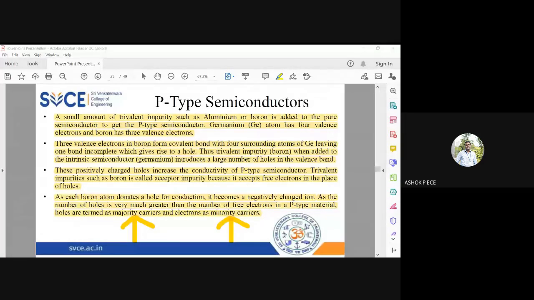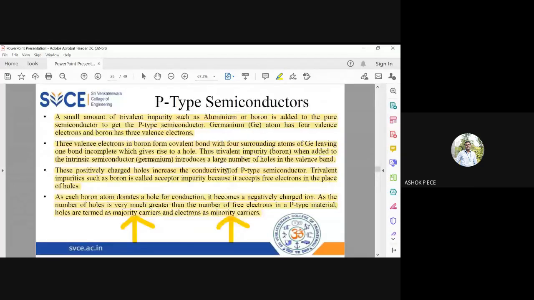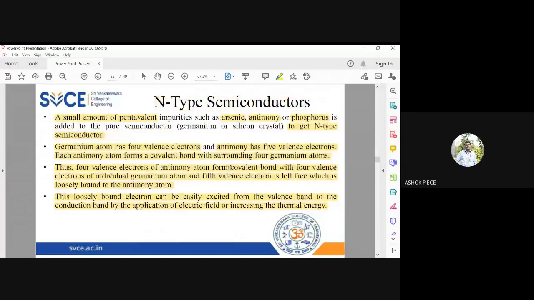So any doubt in the topics we have seen so far? Conductivity we'll see tomorrow. So any doubt in the topics so far we have seen, you can ask. Now the class is open for discussion and doubt clarification.